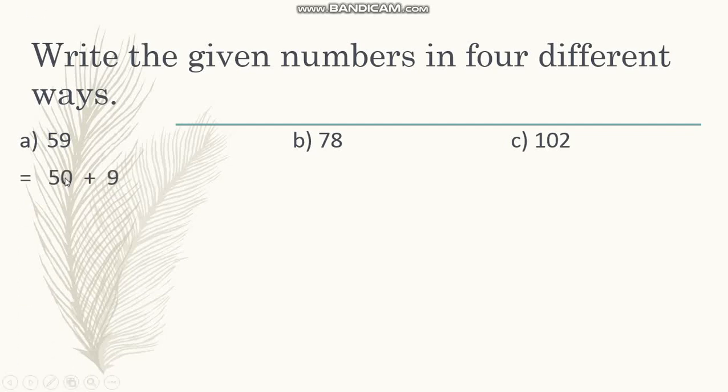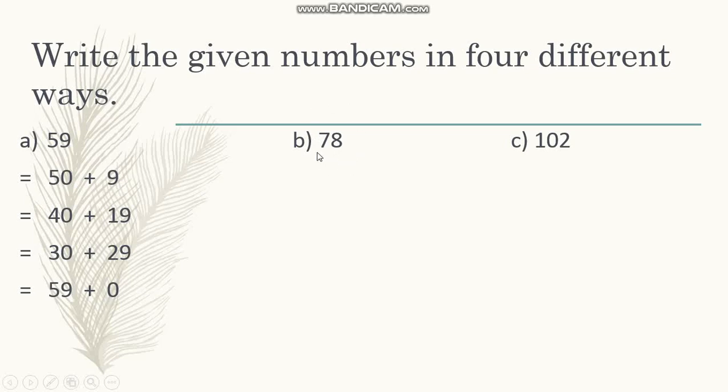So 50 plus 9. Now second, from 50 I am taking 10 and this 10 I am giving to the next number, that is 9. So 9 becomes 19 and 50 becomes 40. So the next way is 40 plus 19. Understood? Now from 40 again I am taking 10 and this 10 I am giving to 19. So 19 becomes 29 and 40 becomes 30. So next is 30 plus 29. And last is the same for all, that we are adding simply 0 to it. So 59 plus 0. So these are the 4 different ways.